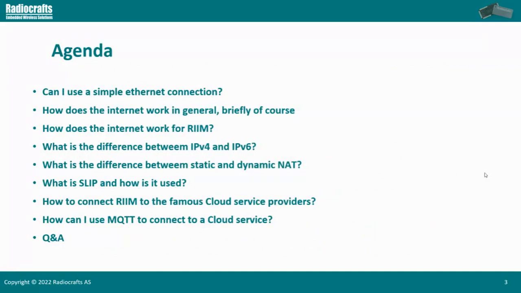Okay, so today we're going to speak about some points, as we said. We're going to first briefly speak about the internet in general. And then we're going to speak about how the internet works for RIIM and what differences there are. The topic of IP versions 4 and 6 and the differences between static and dynamic NAT, and what is NAT and how does that affect you. And of course, our star SLIP, what it is and how it is used. And at the end, we're going to speak about how to connect to the famous cloud service providers. All right, so let's go.